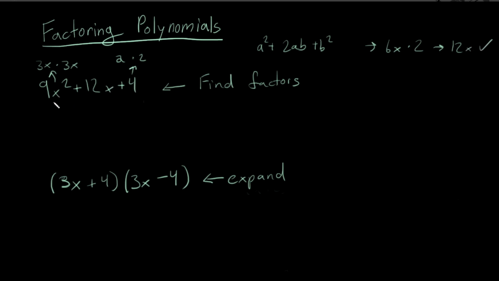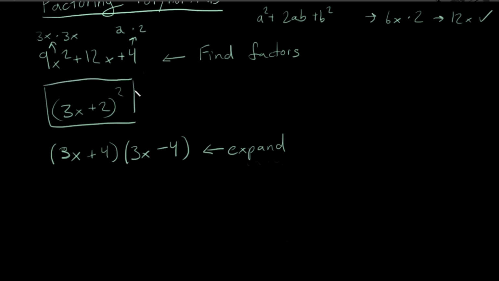So while I could use product sum to simplify it, I think it's way easier just to use the perfect square trinomial format. So I can just say that this is simply 3x, and since it's a plus here, we can say that it's plus 2 squared, and that is it. This is a lot simpler, and if you got it, that's awesome.